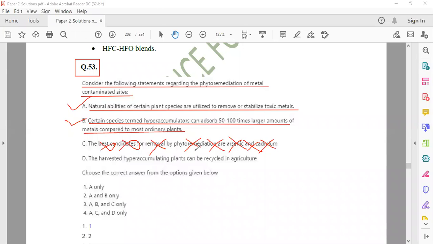यूरेनियम का भी decontamination करने के लिए use करते हैं बहुत सारे, ठीक है? There are any number of heavy metals, निकल भी है, गोल्ड भी है, सिल्वर भी है, बहुत सारी चीजों को decontaminate करने के लिए use किया जा सकता है. ऐसा कोई shortcut नहीं है कि best candidate जो है वो arsenic और cadmium ही है. Yes, arsenic और cadmium की decontamination भी हम करते हैं using the plants. Next, the harvested hyperaccumulating plants can be recycled in agriculture.